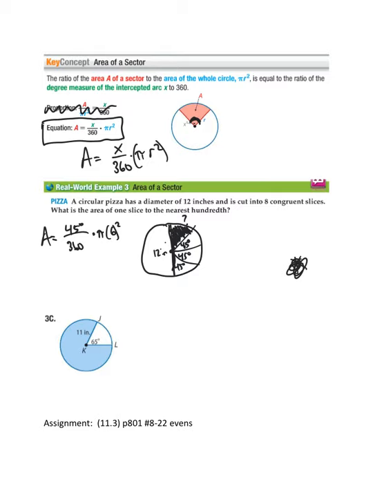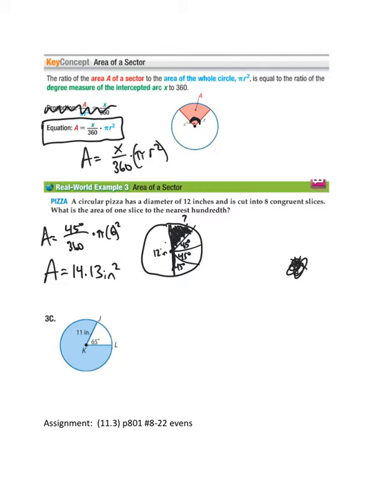Guys, order of operations, we'll do 6 squared, which is 36. Then it's just multiplying and dividing. So 36 times 3.14. Don't use those pi buttons. So we get 113.04 is 36 times pi, times 45 divided by 360, and we get 14.13. And our units were inches, so inches squared. That's one slice of pizza, 14.13 inches squared.